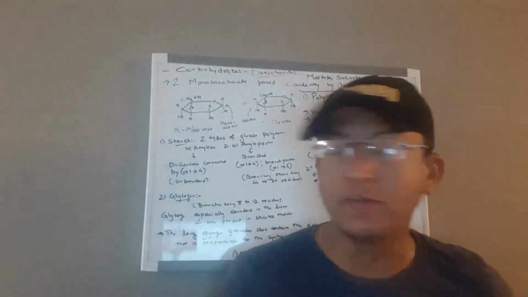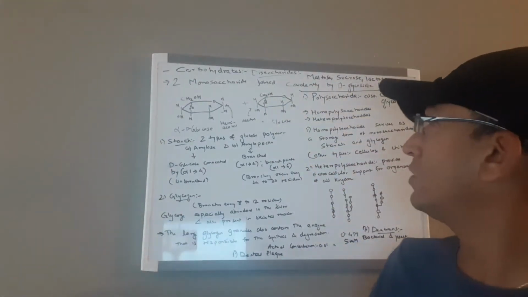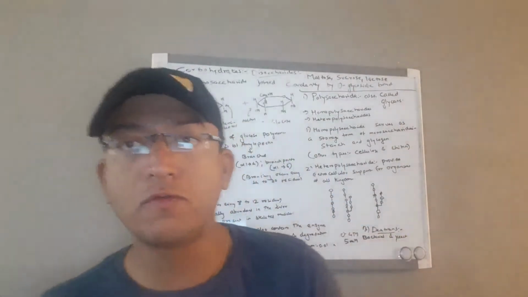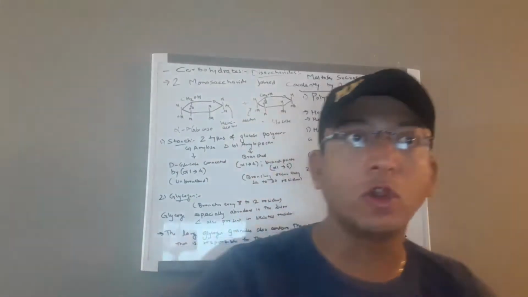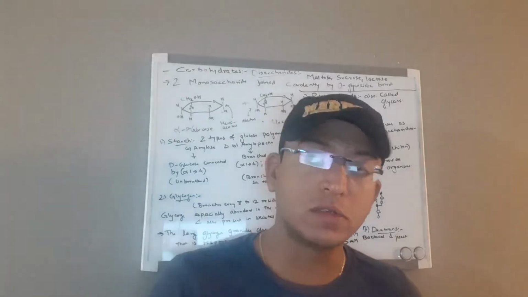So as you know, in the previous video we studied the polysaccharides, that is starch and glycogen, correct? Right, so moving further in the polysaccharides, we are studying the homopolysaccharides. So the next is cellulose, right?